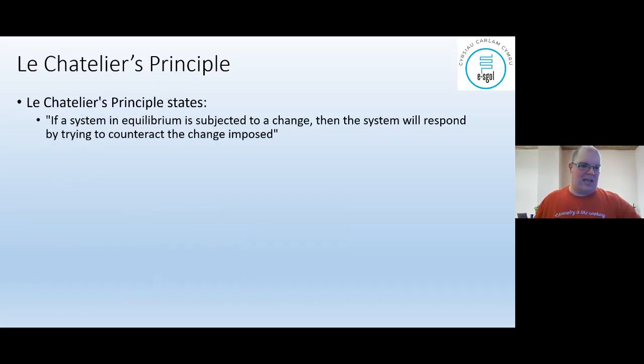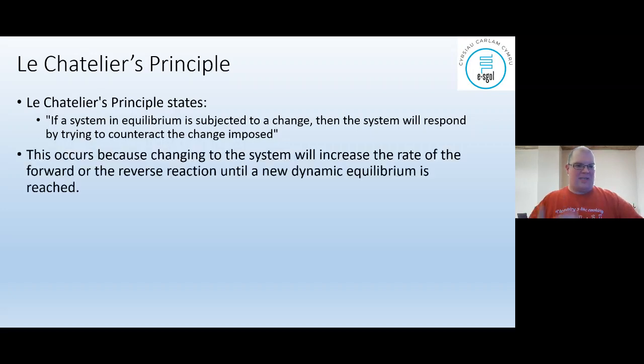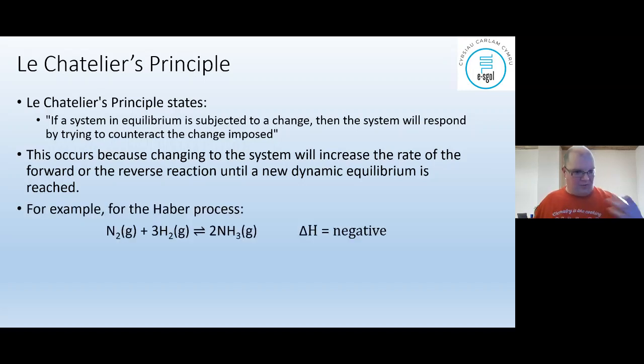So let's start with Le Chatelier's principle by quoting it. If a system in equilibrium is subjected to a change, then the system will respond by trying to counteract the change imposed. Now, basically, this occurs because when you try and change a system that is in dynamic equilibrium, it will actually affect the rate of reaction of the forward and reverse reaction, but it will not affect them in the same way. So it will favor either the forward or the reverse reaction, depending on the change that you make. So, for example, okay, the Haber process that we all know and love.